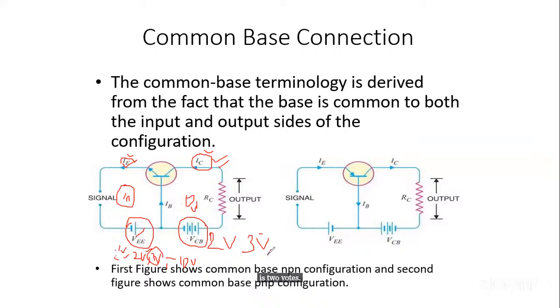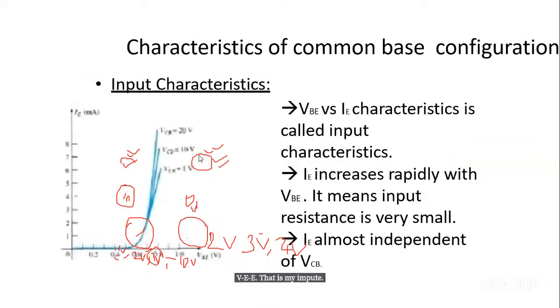So now I have 2 sets of readings. Again, I move to make VCB 4 and leave it constant while I vary VEE from 1 to 10. I will have a different set of IE, different set of IC. So if I now plot my graph of IE against VEE, that is my input characteristics. That will give me this kind of graph.